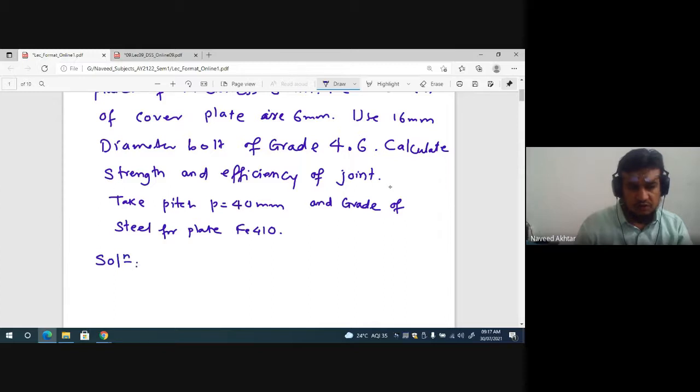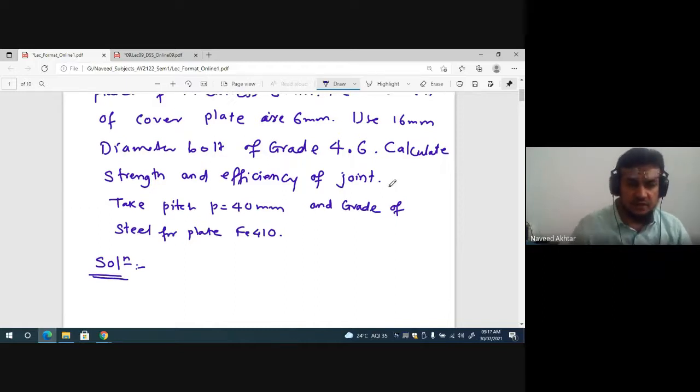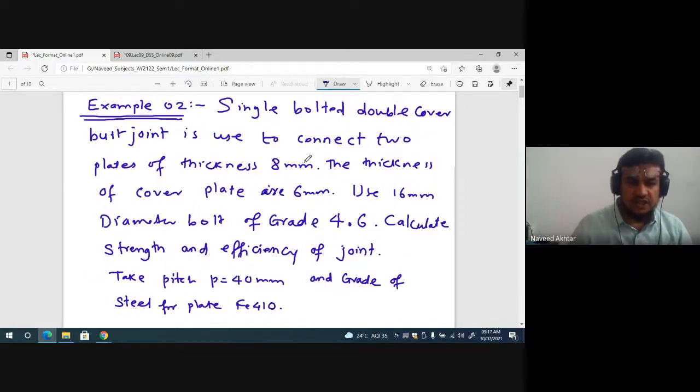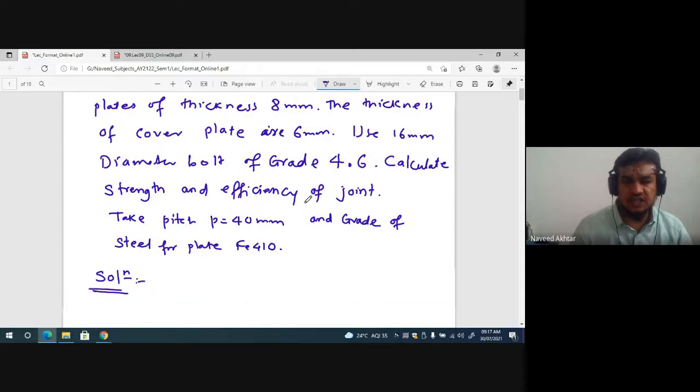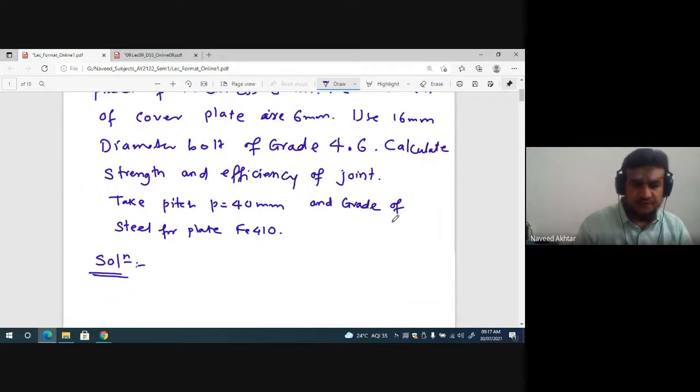You should also write it down. I will read the example you have written. A single bolted double cover butt joint is used to connect two plates of thickness 8 mm. The thickness of the cover plate is 6 mm. Use 16 mm diameter bolt, and small d is given as 16 mm.